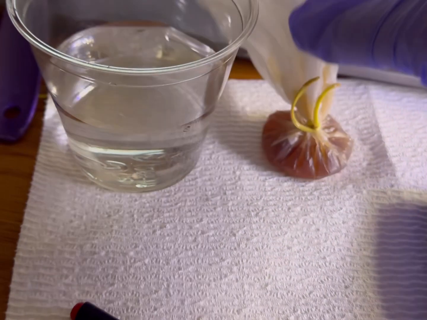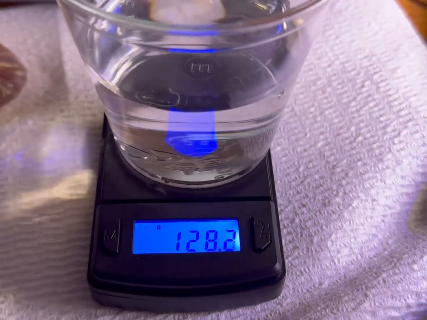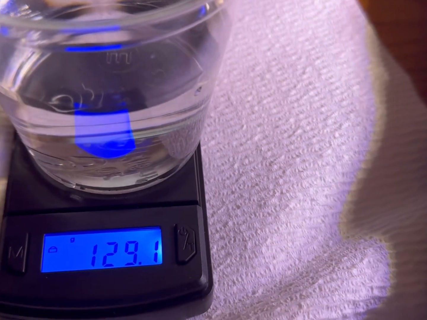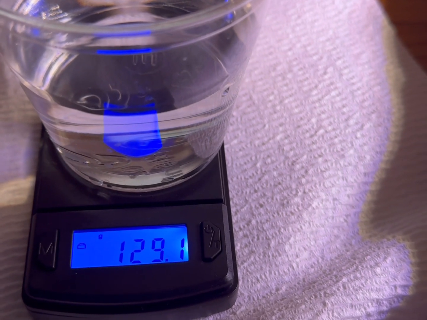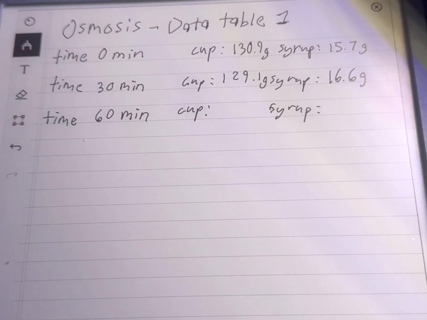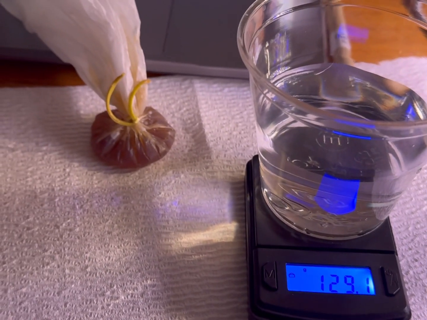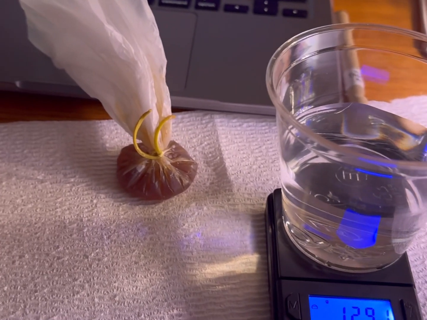And let's see the weight change of the water. So the water has decreased in weight. And I will show you all the results. And now we will put this corn syrup back in the distilled water for another 30 minutes and see if it continues to either increase or decrease.